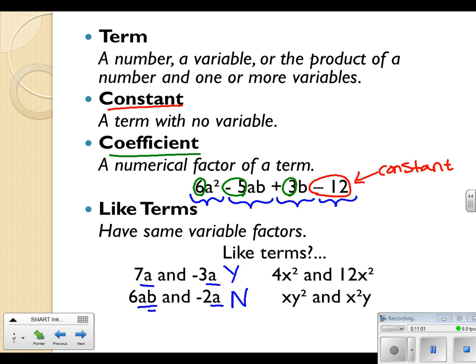4x squared and 12x squared. We look at the variable factors. They both have an x and they're squared. So they are like terms. We have xy squared and x squared y. We have a 1 here and a 1 here. Now the x is to the first power in one, but to the second power in the other, and vice versa with the y. So they are not like terms. They have to have the same variable raised to the same exponent.